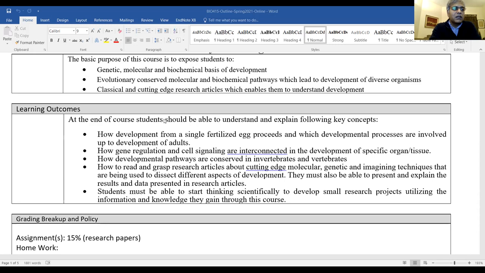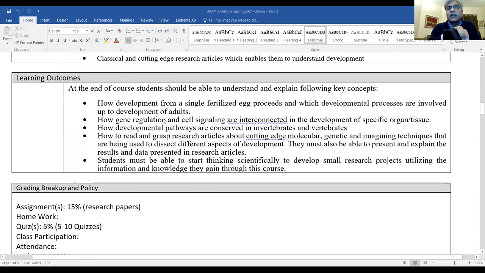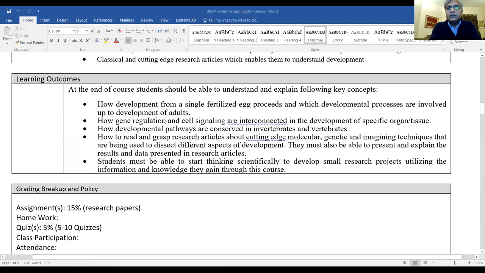and it's conserved in vertebrates, and then even the symmetry in flowers, it's the same genes. So you will appreciate during this course how nature has conserved this developmental toolkit. As I already said, we'll also go through classical and cutting-edge research articles, which will help you understand development.